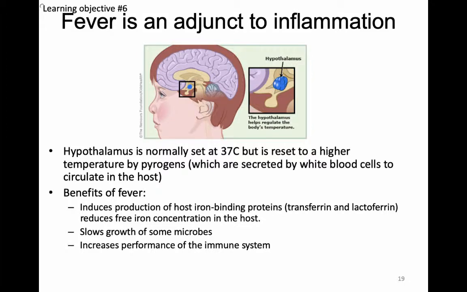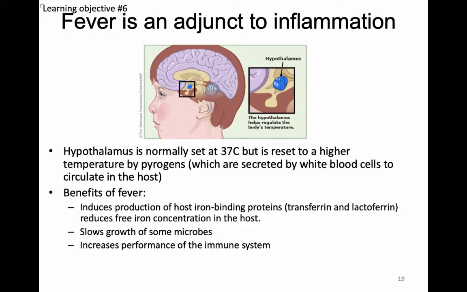Often accompanying inflammation is fever. So fever is caused by the hypothalamus getting reset to a higher temperature. So the hypothalamus controls body temperature of the host, which is normally 37 degrees centigrade. But during fever, molecules called pyrogens are released by white blood cells. They circulate in the host and they cause the hypothalamus to increase the normal set body temperature of the host so that the host body is at a slightly elevated temp.